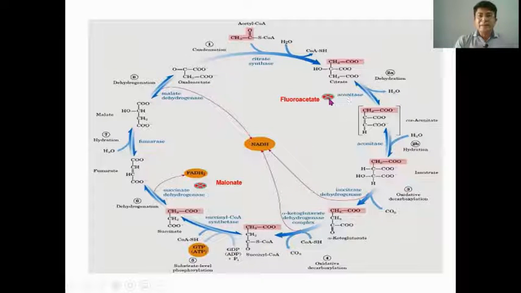The aconitase enzyme can be inhibited by the fluoroacetate molecule, which is used in controlling the growth of weeds. Malonate is another inhibitor of the succinate dehydrogenase enzyme complex. So this malonate acts as a competitive inhibitor for this enzyme, succinate dehydrogenase.